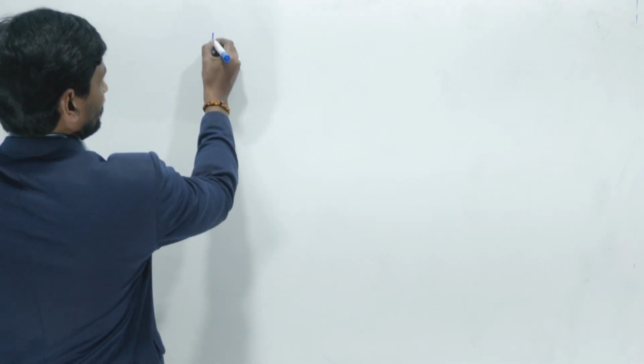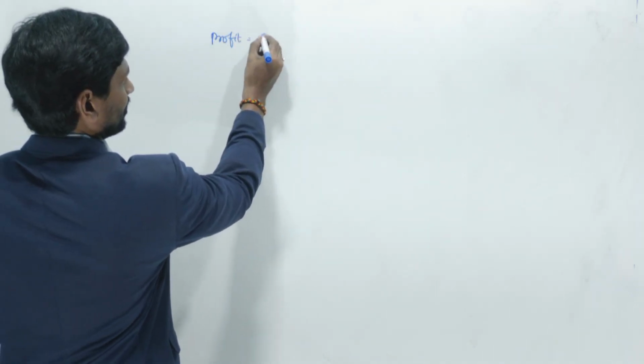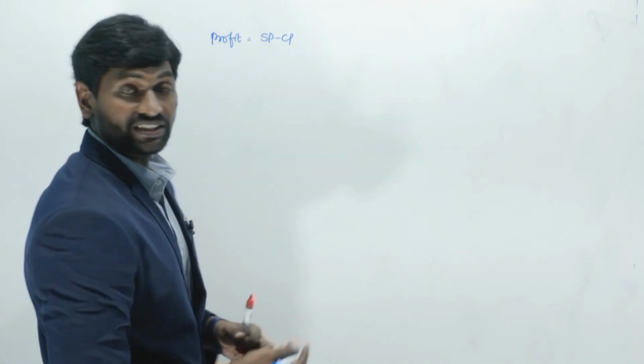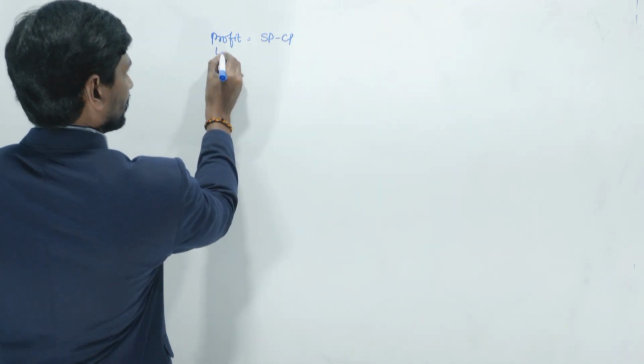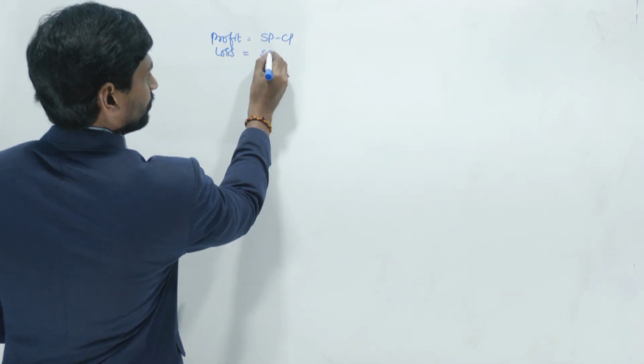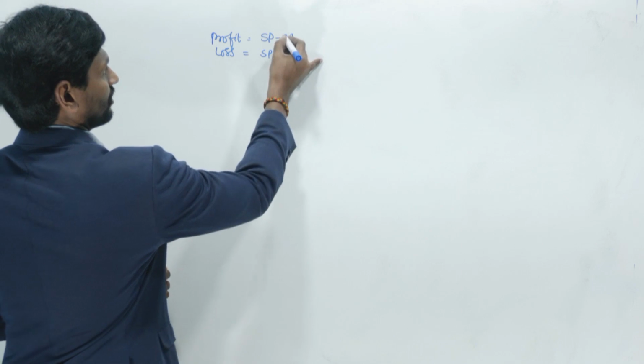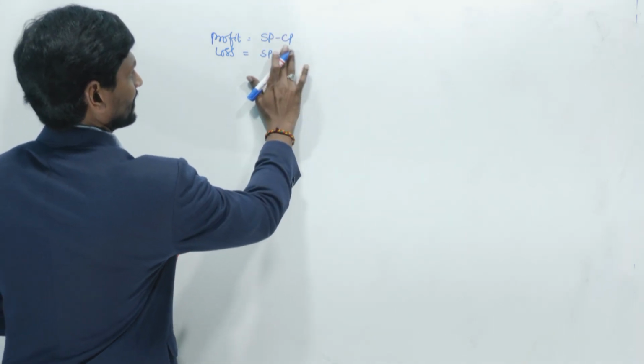Profit means buying is considered as cost price. If cost price is less than selling price, you got profit, or selling price is more than cost price, you got profit. Selling price is less than cost price, you will get loss. So profit is nothing but selling price more than cost price. Same way, loss is selling price less than cost price.